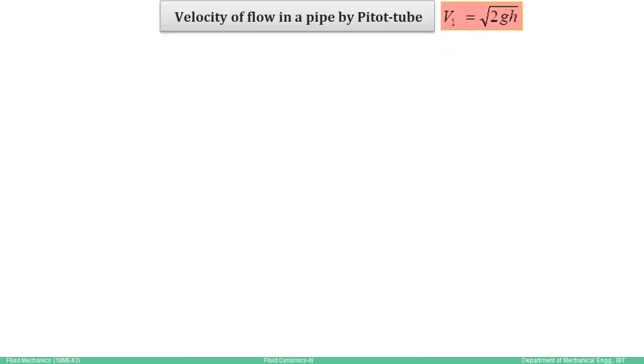In order to find the velocity of flow in a pipe using a pitot tube, we have V1 is equal to root of 2gh, and there are different ways to find out that h. So there are 4 different cases. Well, let us discuss one by one.